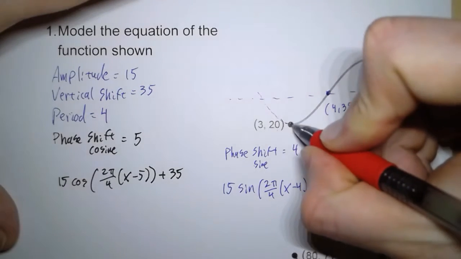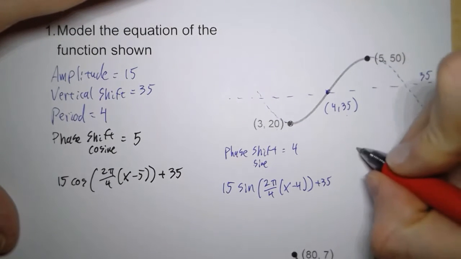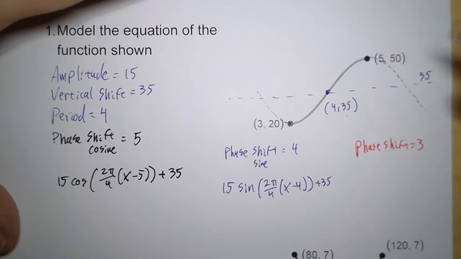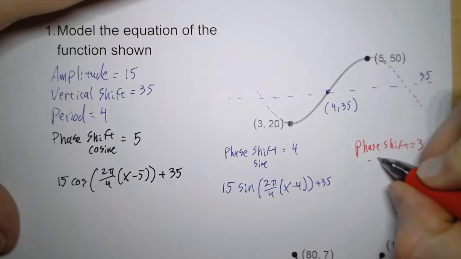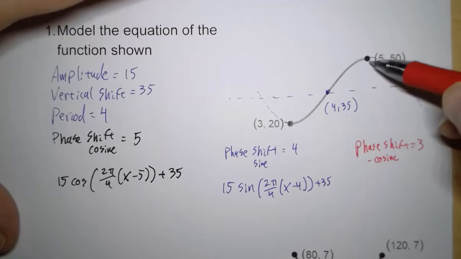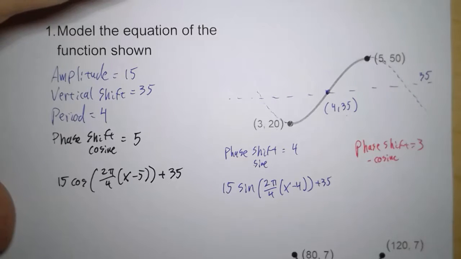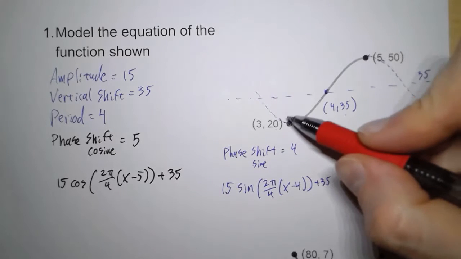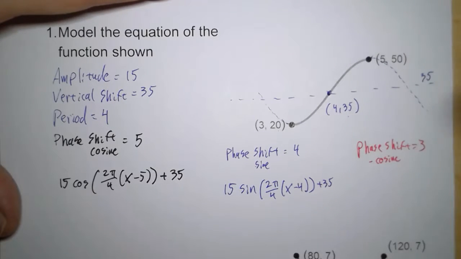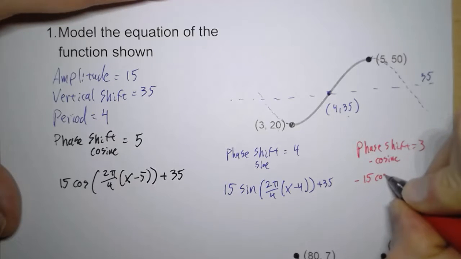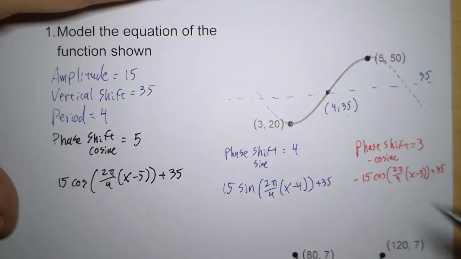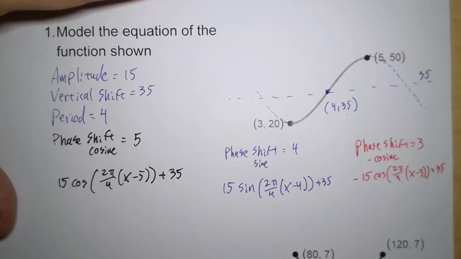And actually, I want to show one third possibility. What if we started at the bottom? That would be a phase shift of 3. But what would that function be? That would be negative cosine, because normally cosine starts up at the top, but starting at the bottom means this is negative cosine. This is why sometimes the number in front is negative: we reckon the cycle to start here. So it's going to be negative 15 cosine of 2 pi over 4 times x minus 3, plus 35. And all three of these are equally valid equations for this graph.